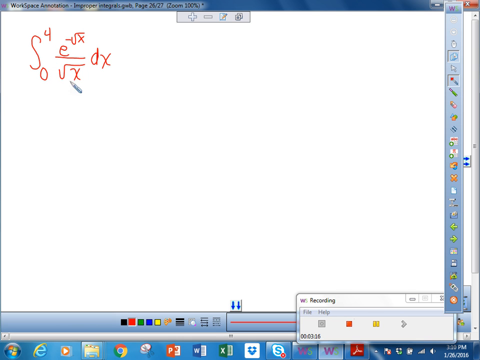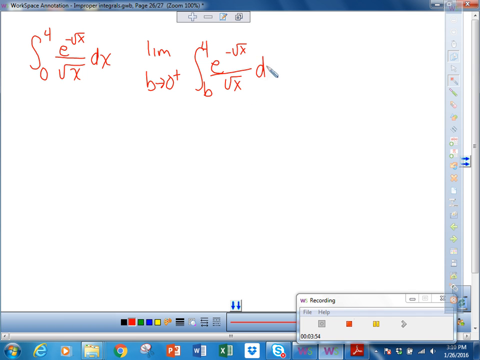All right, so this time we see that 0 causes a point of discontinuity. So I'm going to take it coming in from the right, because the numbers that I'm looking at are between 0 and 4. That means I'm looking at numbers to the right of 0. So I'm going to write this as the limit as b approaches 0 from the right of the integral from b to 4 of e to the negative square root of x, over the square root of x dx.